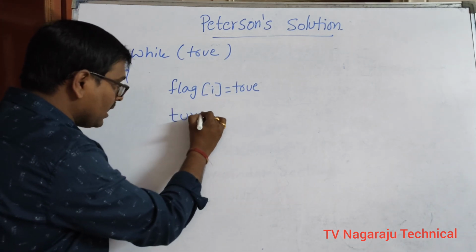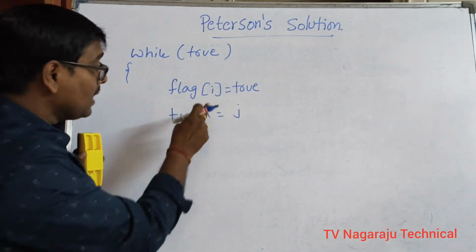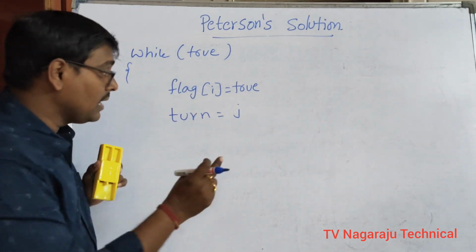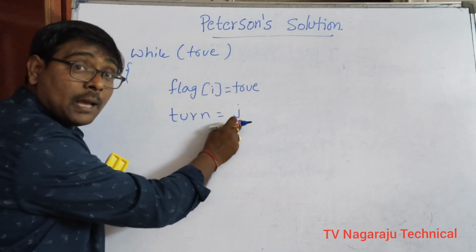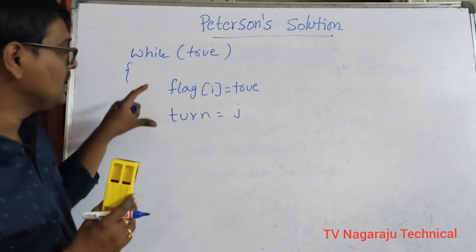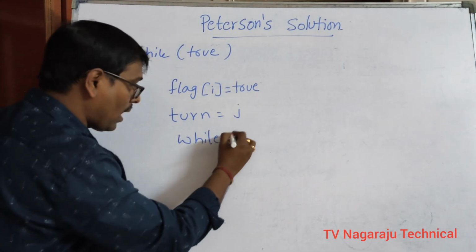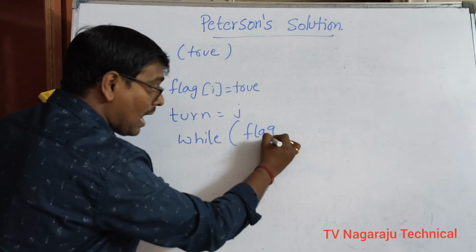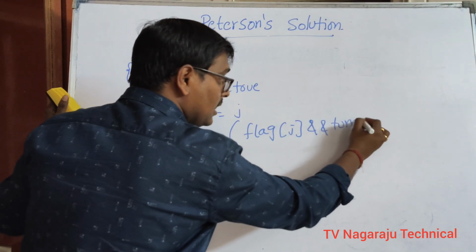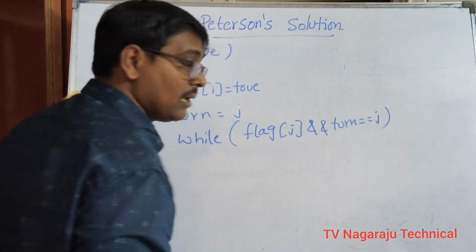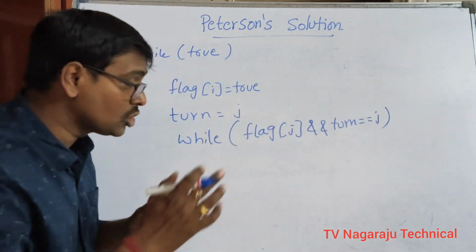Next I write turn is equal to j. What is the meaning? Even though process Pi is ready, I am allocating the critical section to the process Pj. That is the meaning. Now here, while flag of j and turn is equal to j. This is the wait condition, that is, both of these cases must be true.